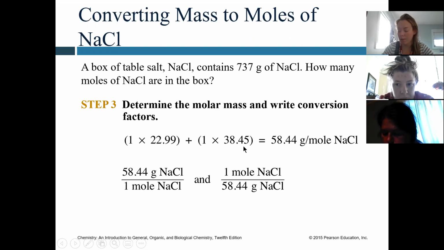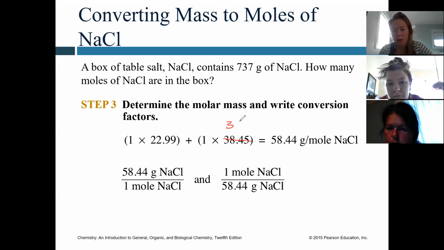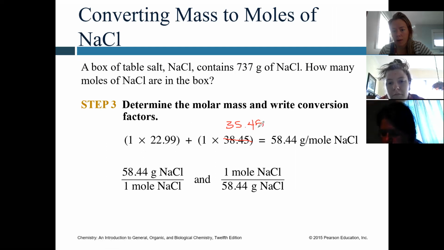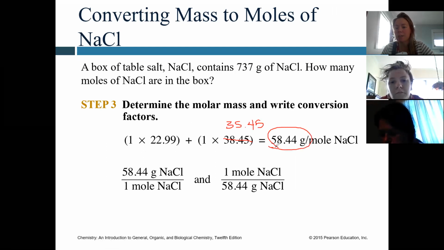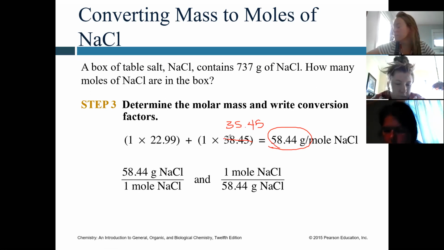One chlorine is, oh, that doesn't look right. This is not 38.45. This is 35.45. Still adds up to the correct amount. That's a typo right there. Okay, the molar mass of chlorine though is 35.45.